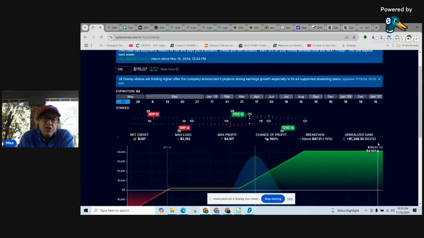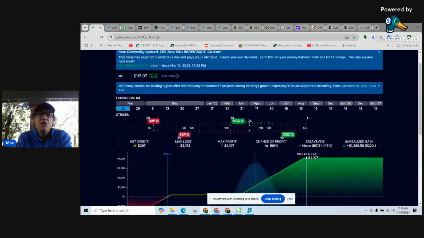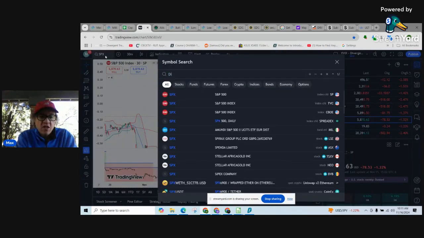But yeah, this Disney trade, I mean, usually with any type of option selling strategy you have capped upside, and that's the main knock. Well, yeah, you have capped upside, but hell, not till like 125. Let's look at Disney's chart. That's what I love about it.